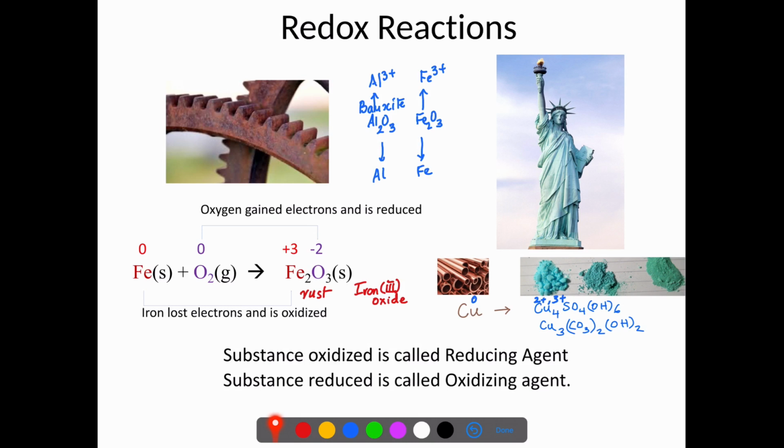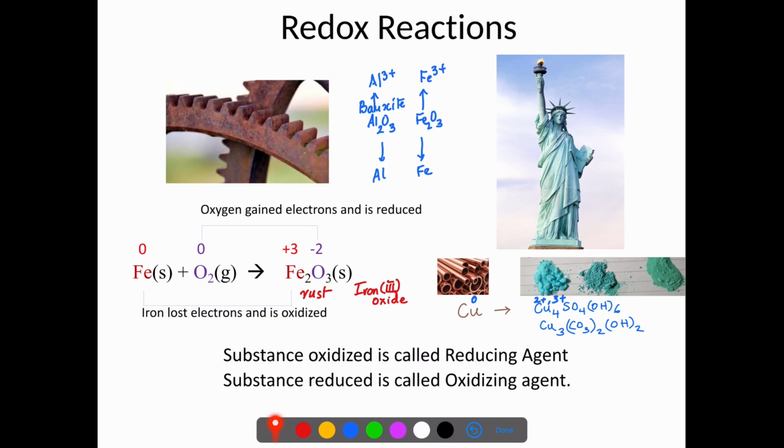So for example, here, you can see iron is oxidized. By itself getting oxidized, we said earlier, oxidation means loss of electrons. So it is giving electrons to oxygen and helping it get reduced. Since iron is helping oxygen get reduced, we say iron is reducing agent.